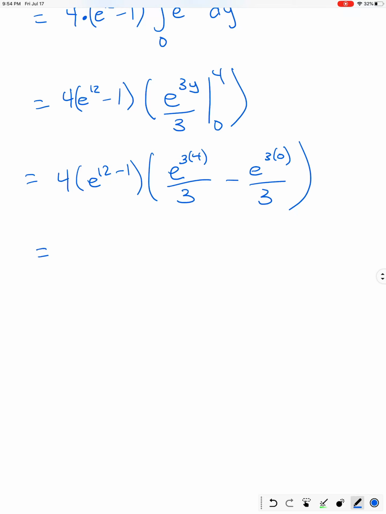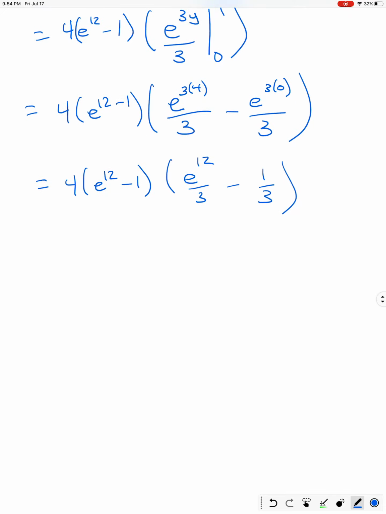And I can simplify that. This is 4 times e to the 12th minus 1, and then this is e to the 12th divided by 3 minus 1/3, because e to the 3 times 0 is e to the 0, and e to the 0 is 1, still divided by 3 is 1/3. So that's really my answer. I could put that down and would be fine.